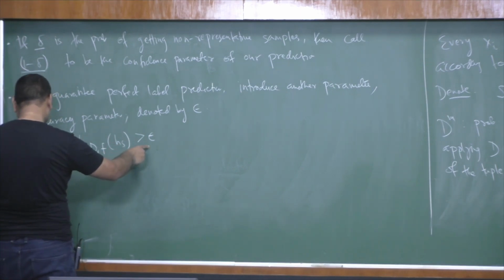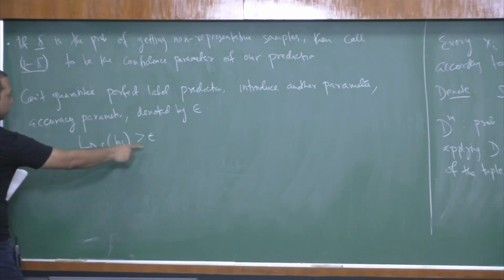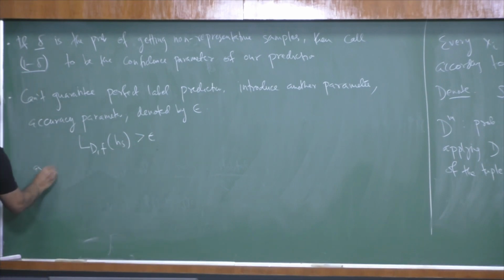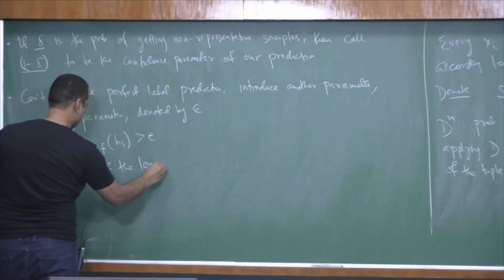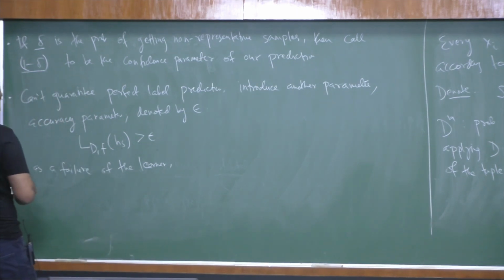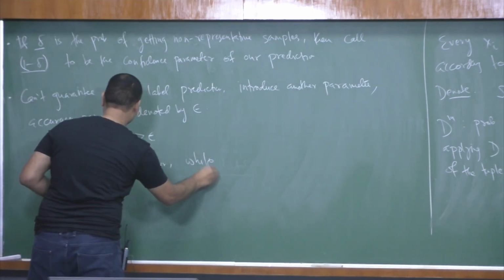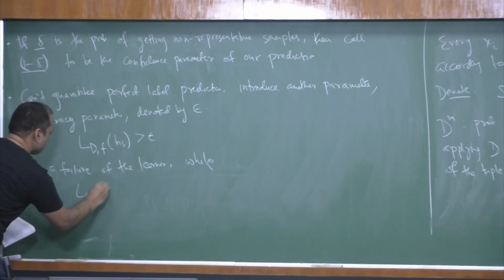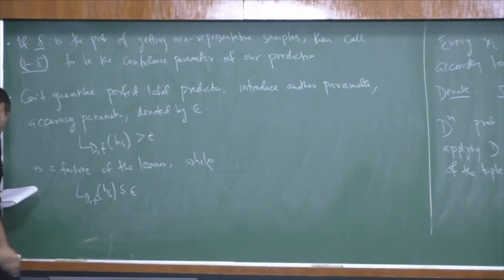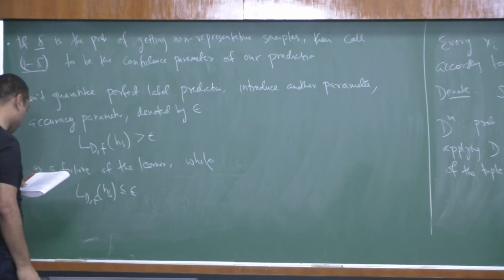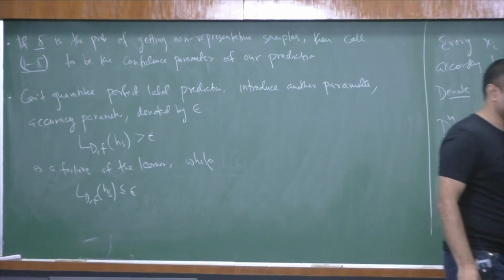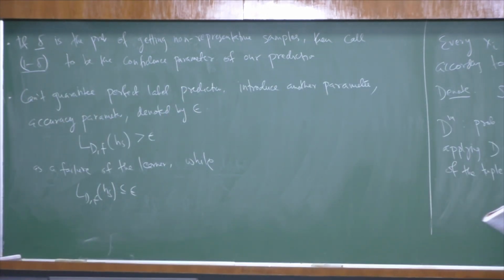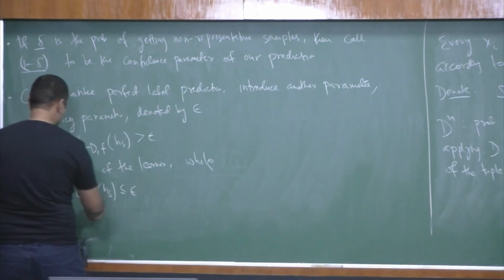So if this is greater than epsilon, you define it to be a failure of the learner. Obviously this is your choice. While when it's less than or equal to epsilon, we say that it's an approximately correct predictor. Later we will go into the other part of the definition of PAC learning, probably approximately correct, but for the moment we say approximately correct.